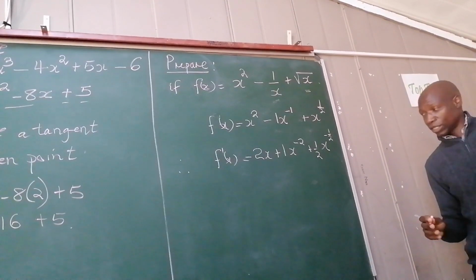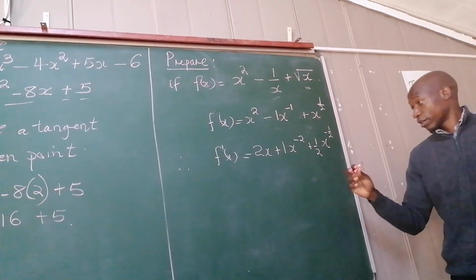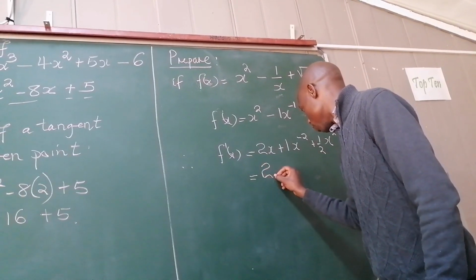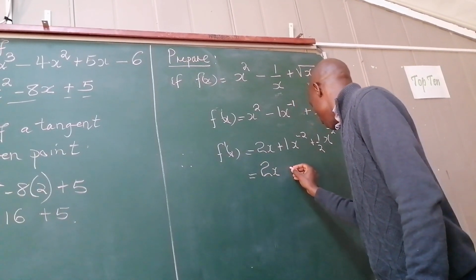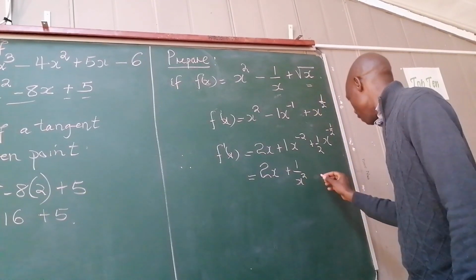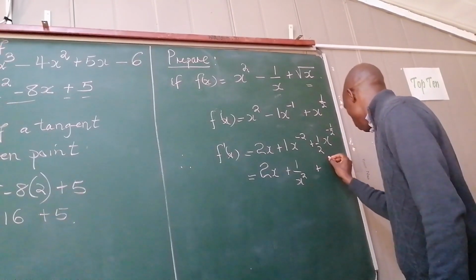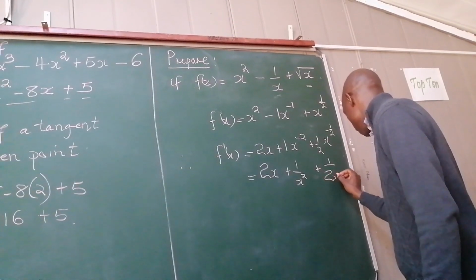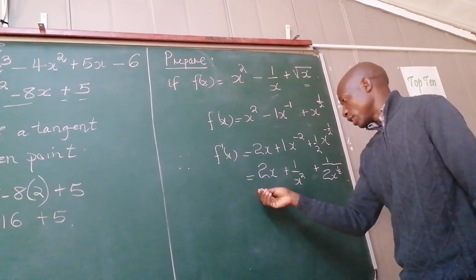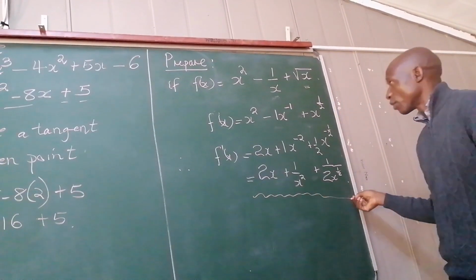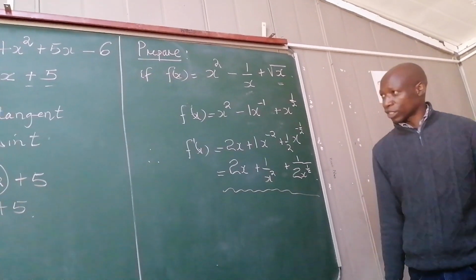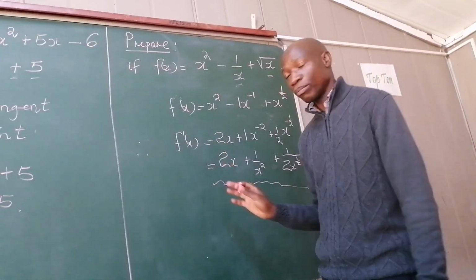Now in most instances, we are encouraged to leave our answer with positive exponents, which means our f prime of x will be equal to 2x and then plus 1 over x squared, and then plus 1 over 2 x to the power half. This is very, very important, the stage of preparing. Now, which other aspects are very important? I'm going to mention them that are used in preparing.